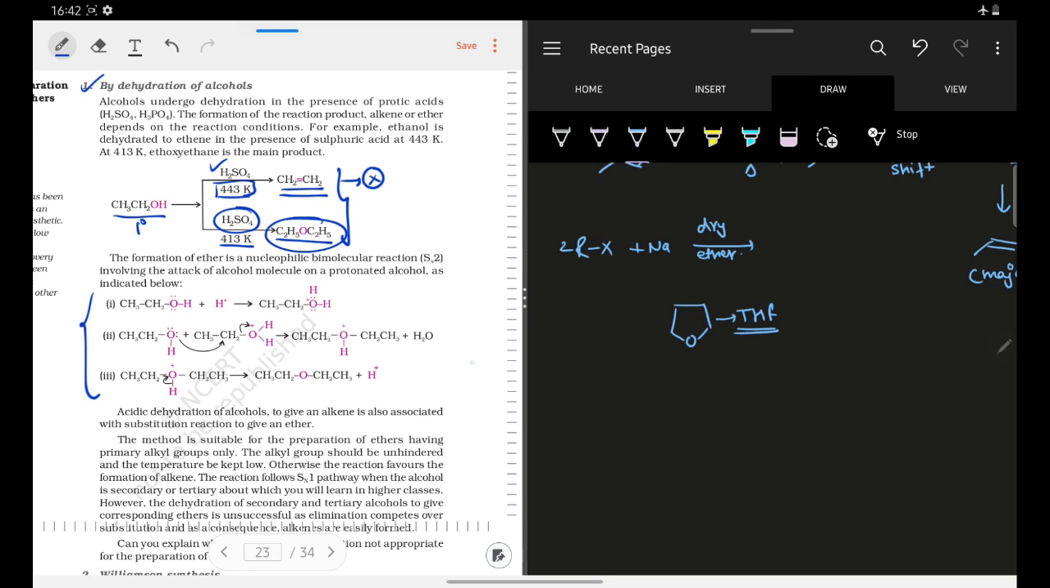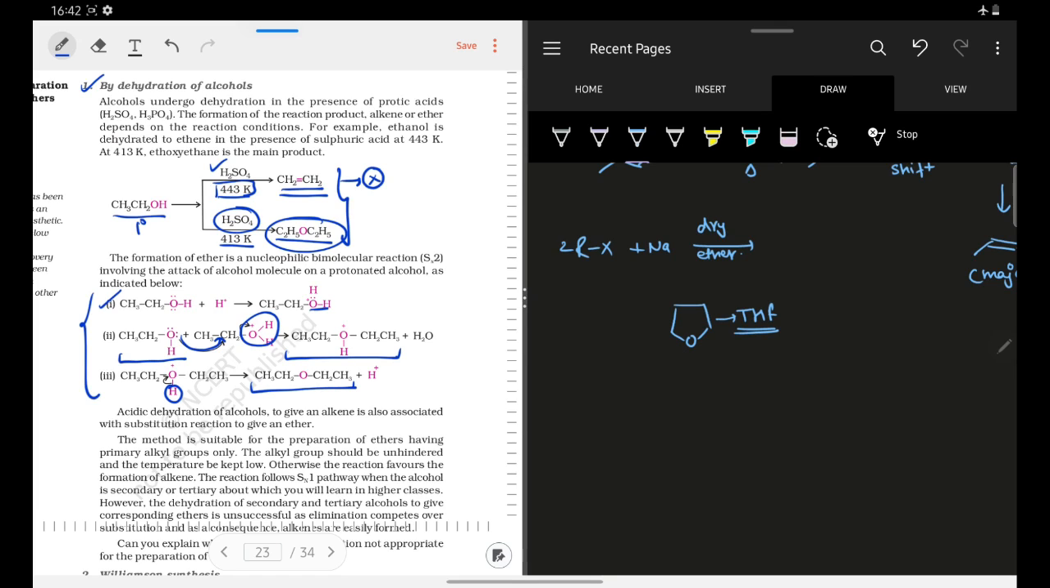They have written the mechanism. So I have this alcohol. What you do is that you protonate it, right? I have already told you that OH on protonation converts into a good leaving group. Once it becomes a good leaving group, another molecule of the alcohol will attack on this carbon atom, and this leaving group will leave. So it will lead to the formation of this product, which can of course be deprotonated to give you your ether, right?